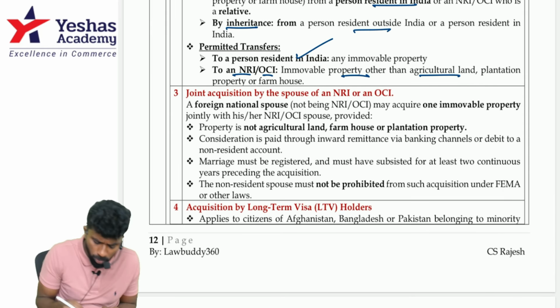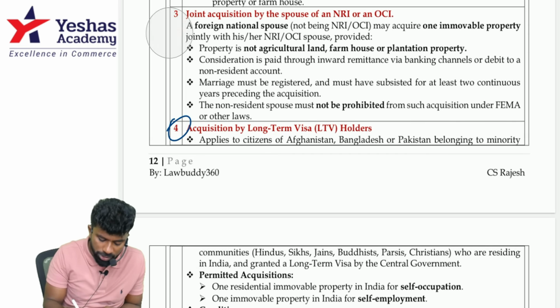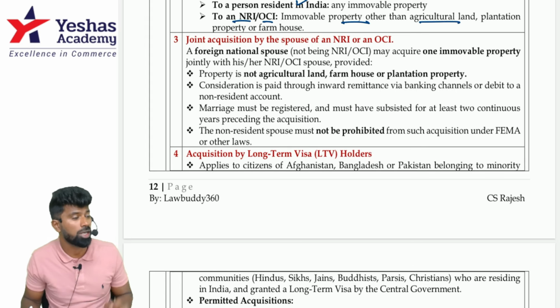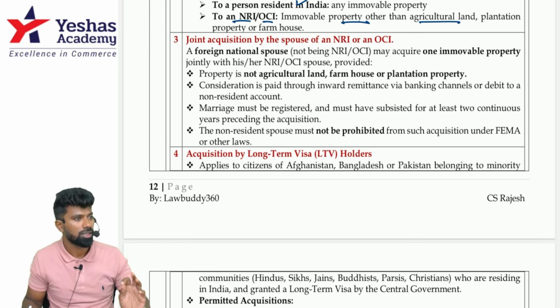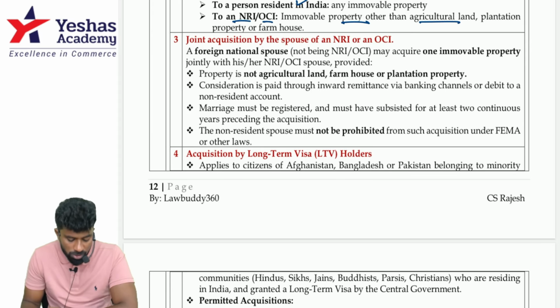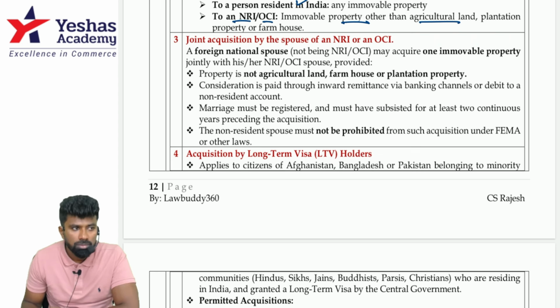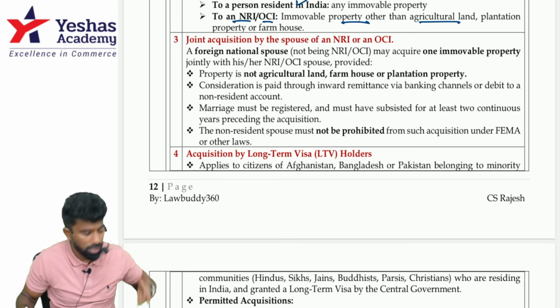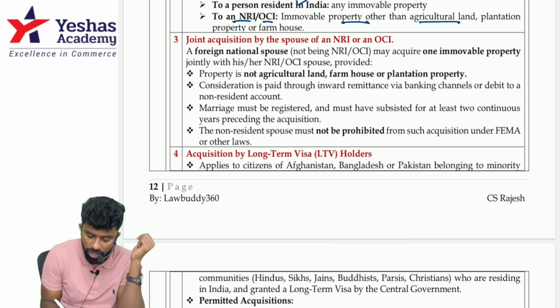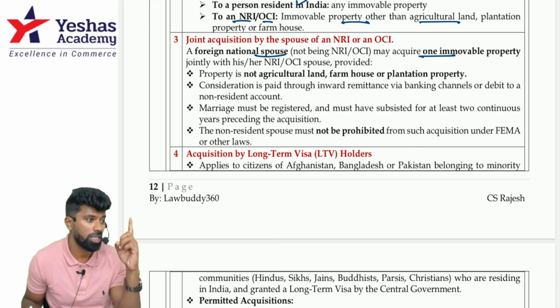Joint acquisition. This one is most important. I mark it important. The third one and the fourth one are most important, based on which there can be questions in the examination. Acquisition of assets: the third one and the fourth one are most important. Joint acquisition by the spouse of an NRI or OCI. What is a spouse? Husband or wife of an NRI or OCI. Can they acquire property jointly in India? Yes. What are the conditions? A foreign national spouse, a foreigner, may acquire one immovable property. Keep this in mind.